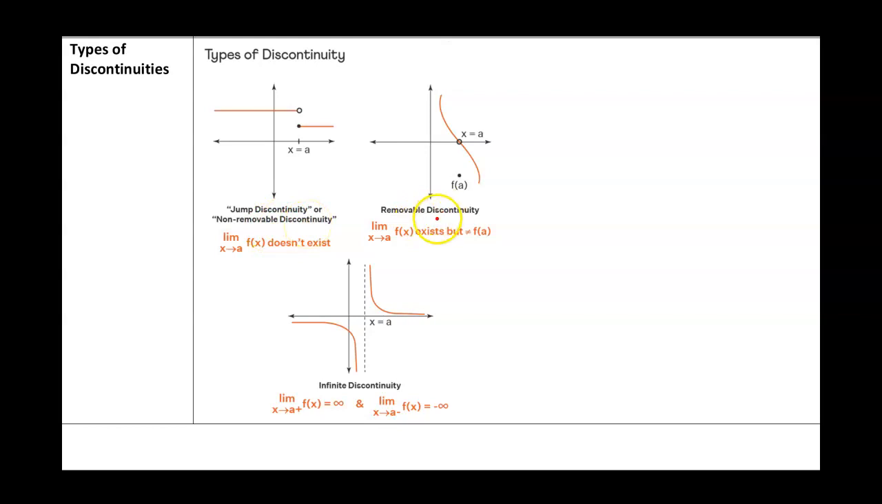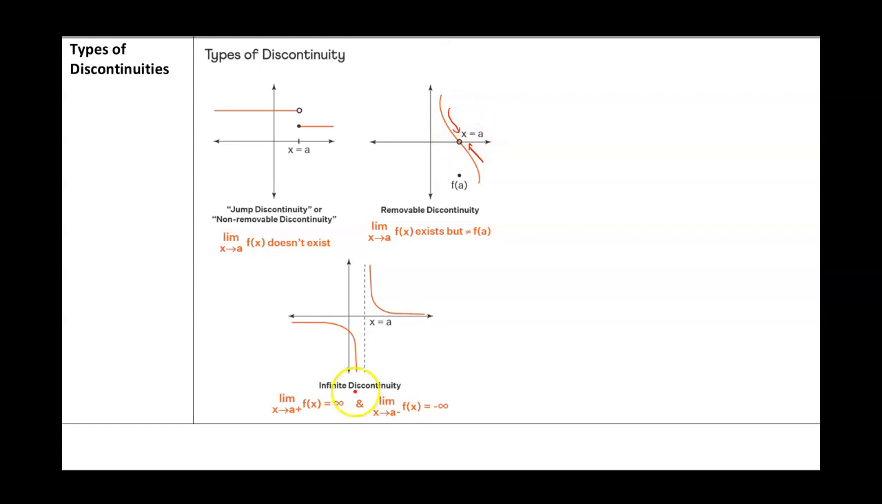A removable discontinuity is where, let's say we have a function, and the limit of the function is one value, but then the value of the function is a different value. The limit and the value are different. This is a removable discontinuity, and it's removable because if we just fill this in and make the function defined at that point, then the limit and the value of the function would be the same. So that's called a removable discontinuity.